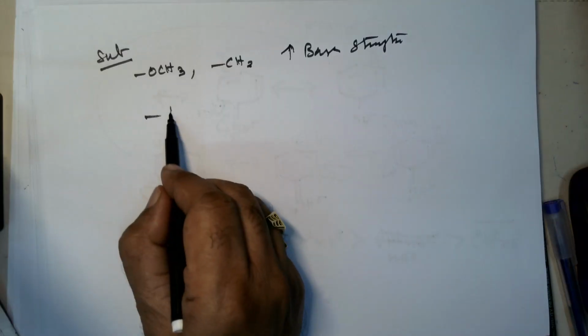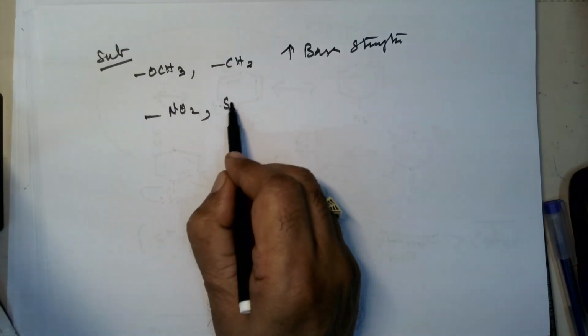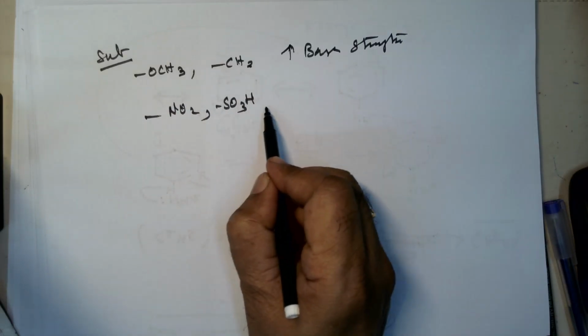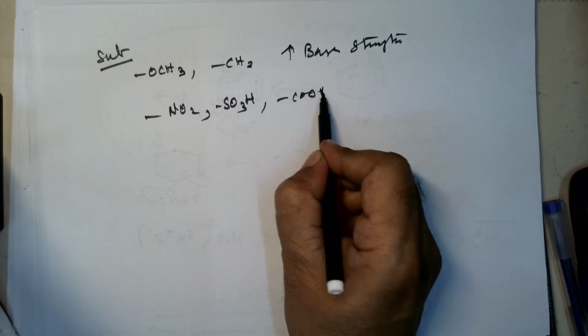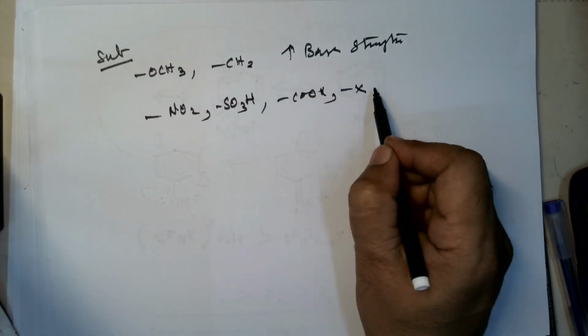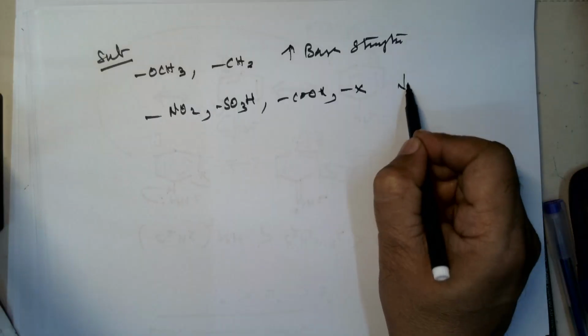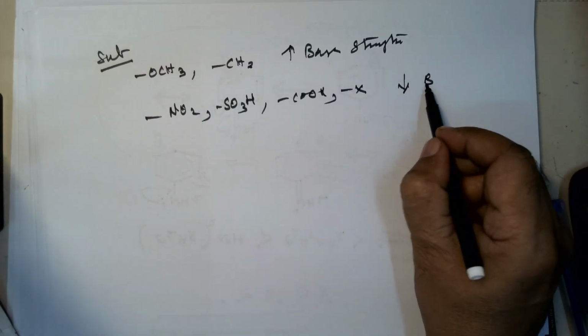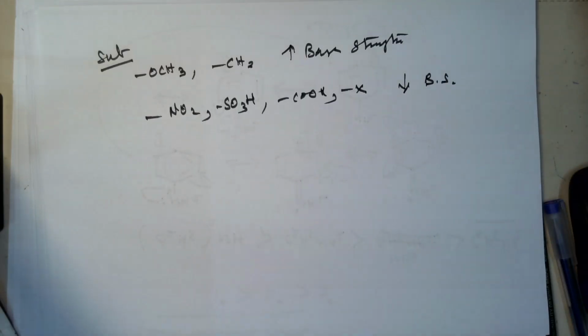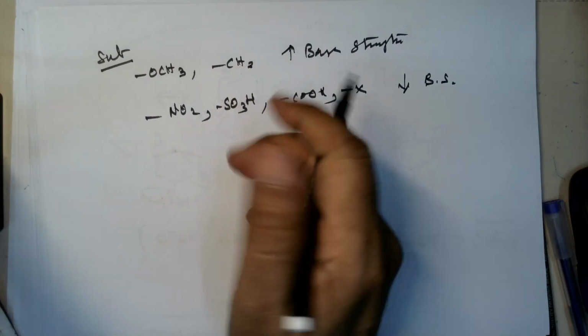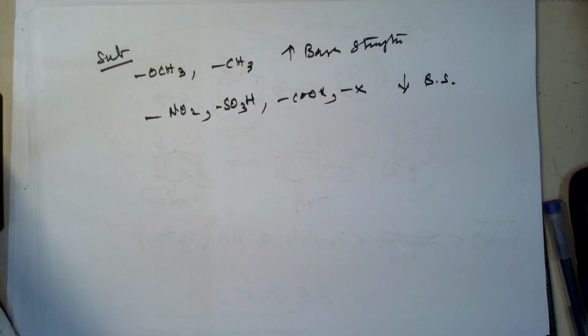Whereas substituents like the NO2 group, sulfonic acid group, and COOH group decrease the basic strength. So you should note this. Now you may be asked, between aniline and toluidine, which is more basic? Toluidine is more basic. Why? Because of the presence of the methyl group. Are you able to follow?